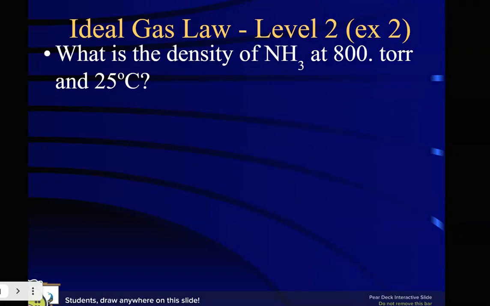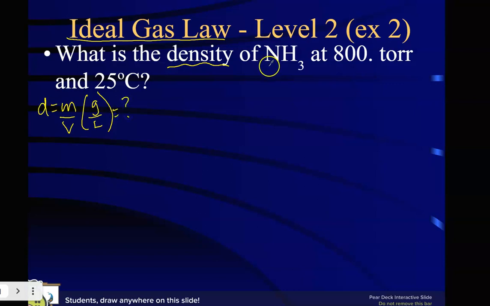Alrighty, the last and potentially most challenging application of the ideal gas law is when we start to involve density. Density, if you remember way back to the beginning of the year, is mass over volume. In gases, we are going to use the units of grams per liter. So if we take a look at this problem, it says, what is the density, that's what we're looking for, of NH3, that's ammonia gas, at 800 torr and 25 degrees Celsius.